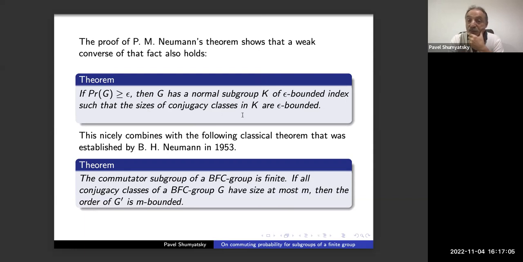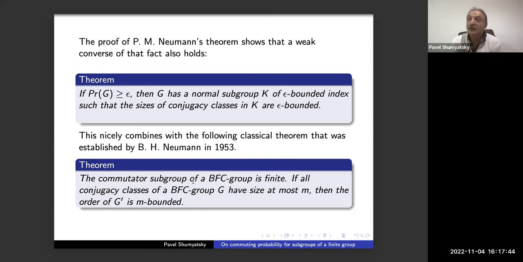And this nicely combines with another theorem also established by Neumann, but not Peter Neumann, rather Bernard Neumann, of course, who was the father of Peter Neumann. That's a famous theorem of 1953. It says that the commutator subgroup of a BFC group is finite. And it follows that if all conjugacy classes of a BFC group G have size at most M, then the order of the commutator subgroup G' is bounded in terms of M only.